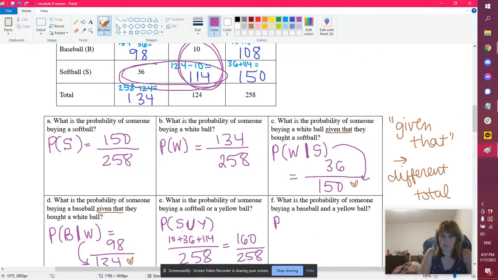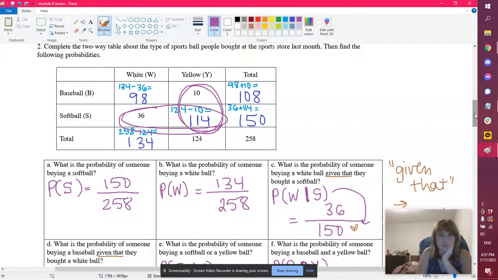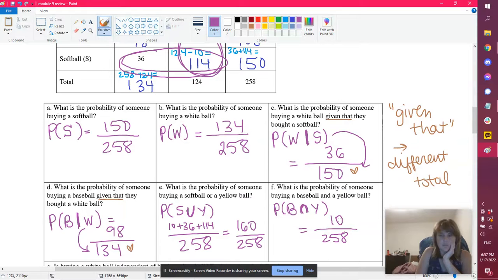And then what's the probability of someone buying a baseball and a yellow ball? It's over 258. We didn't say given that, there's no bar, so we use the overall total. And then the baseball and yellow, there's only 10 things that are baseballs and yellow. So we put 10 here.